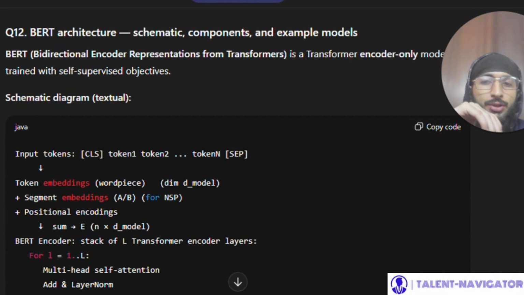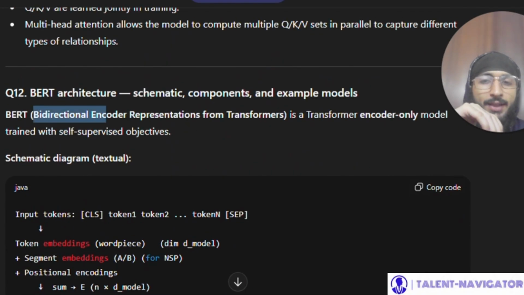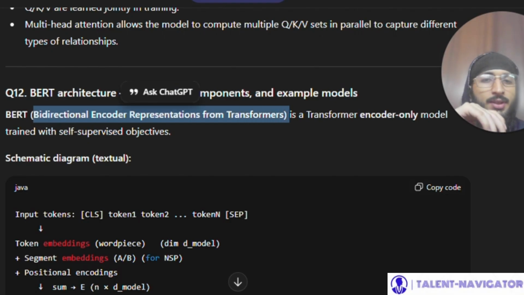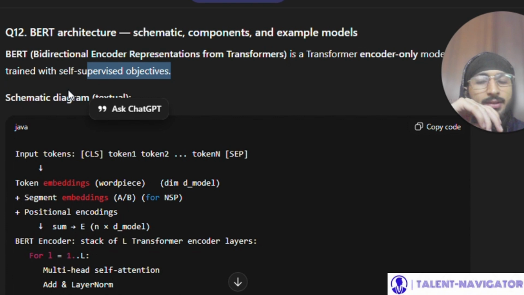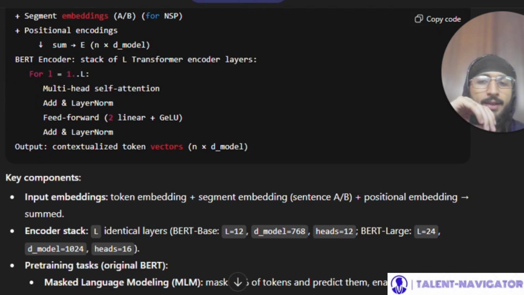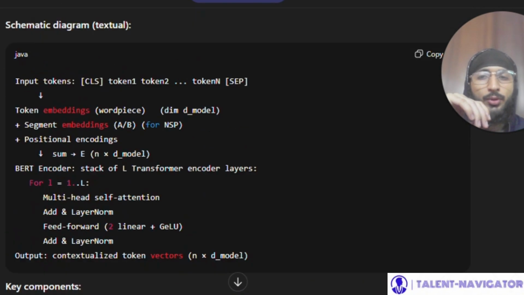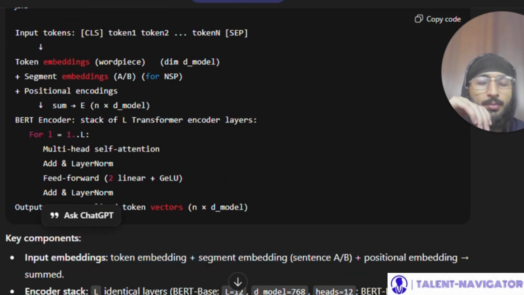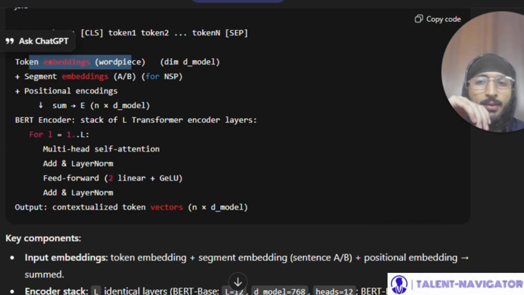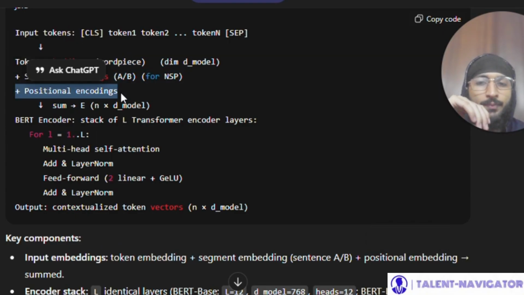Right, moving on, BERT architecture. BERT stands for Bidirectional Encoder Representations from Transformers. It is a transformer encoder-only model trained with self-supervised objectives. This is a schematic diagram you can see. Some key components I'll discuss: we have input embeddings, token embedding plus segment embedding plus positional embedding, summed.